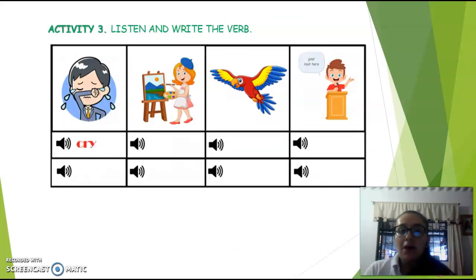In activity number 3, you listen. You listen to the verb and you write it in the present and in the past. For example, I hear "cry" and I write "cried". How can I write it? Remember the rules. What happens with the regular verbs finishing in y, finishing in e, and having consonant, vowel, and consonant? And what happens if the verb is irregular? So check the list.